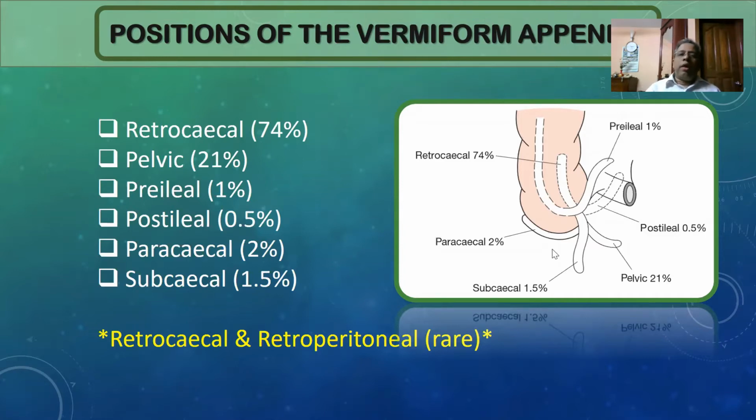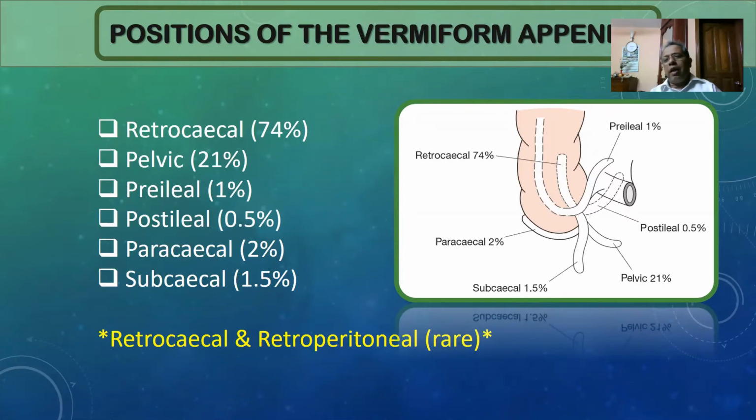So look, the first position is called the retrocecal appendix, which is about 74%. Retrocecal means the appendix lies behind the cecum. So this dotted line represents it behind the cecum. So why is that retrocecal position common? Why?